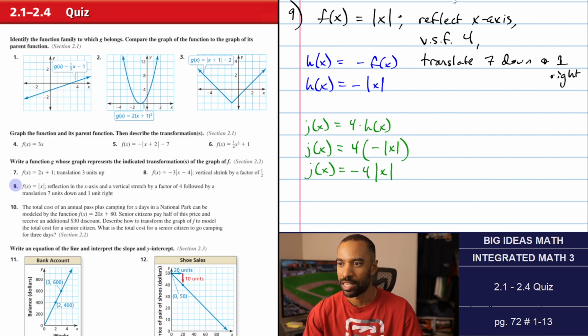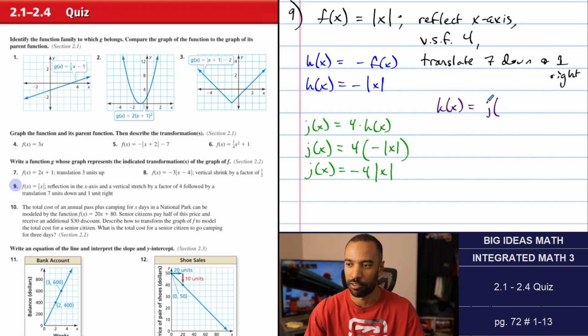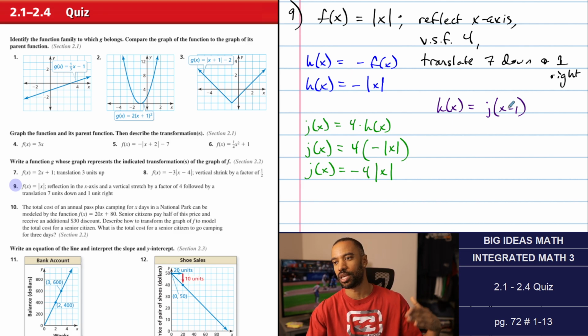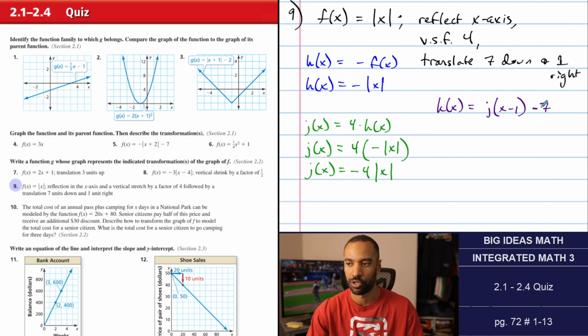Next one is, let's do k of x. How about that? K of x takes your j of x and it does a couple of things. 7 units down, actually let's start with the 1 unit right. 1 unit right, doing something horizontally is inside the function itself, inside the j of x. This is where the x minus 1 takes hold. This is where we're going to substitute x minus 1 anytime that we see x in this thing. The 7 down happens on the outside of this. This is the effect right here and do minus 7.